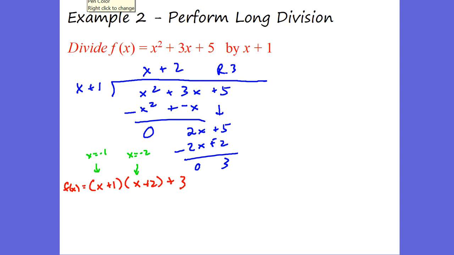You could also say this: if I had the question divide this function by x plus 1, the answer is x plus 2 plus a remainder of 3 over, what do we always put our remainder over? Whatever our divisor was, x plus 1. And so that would be the answer: x plus 2 plus the remainder of 3 over x plus 1.